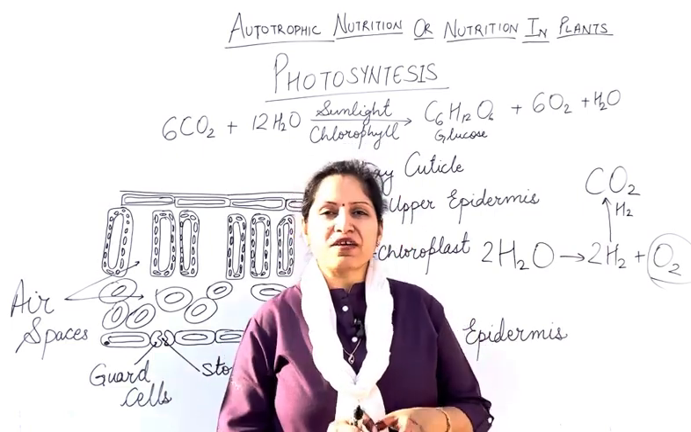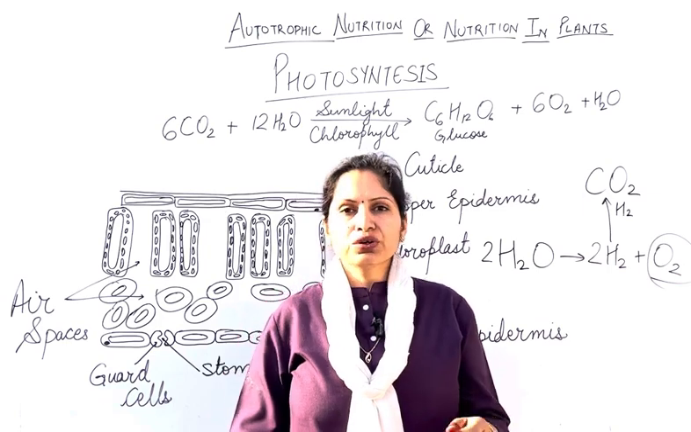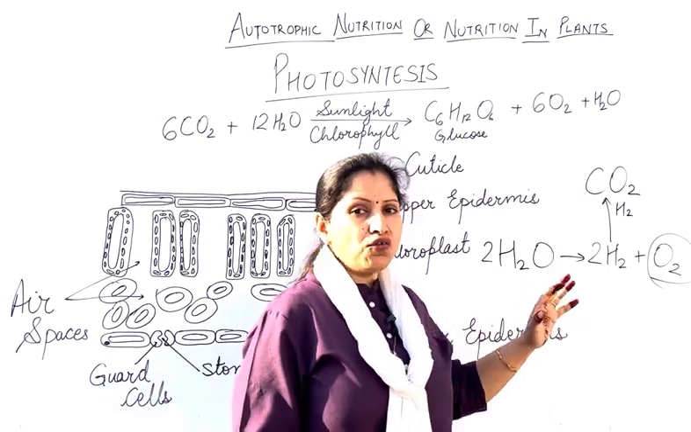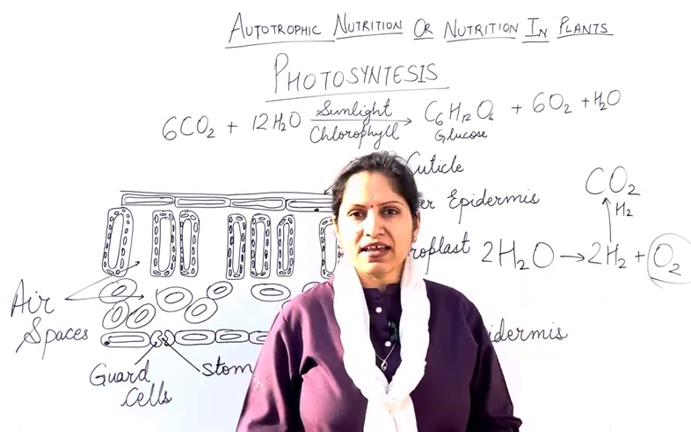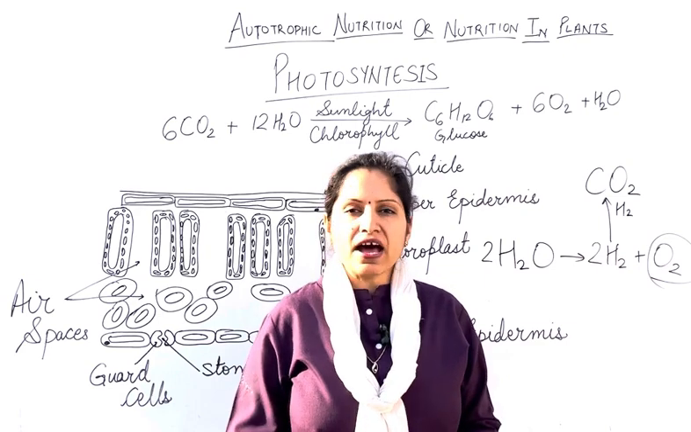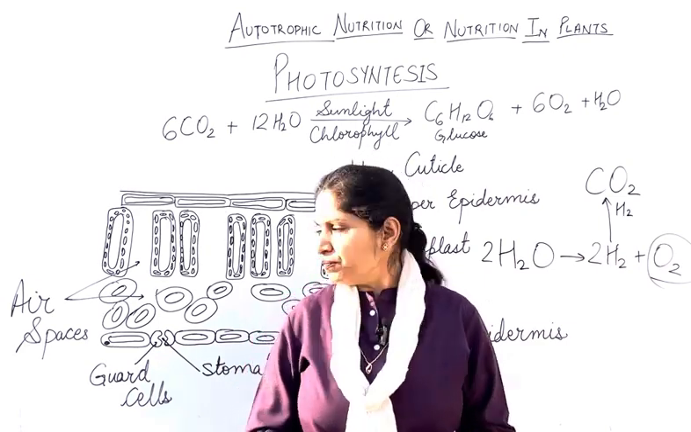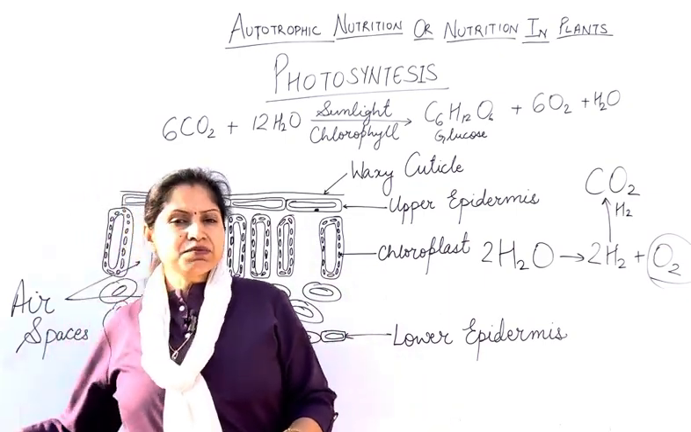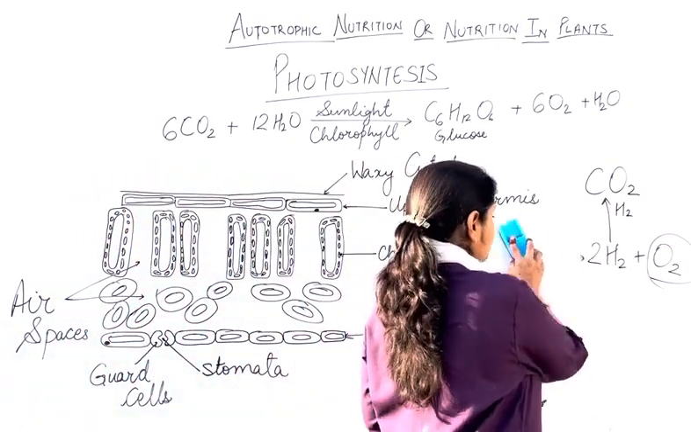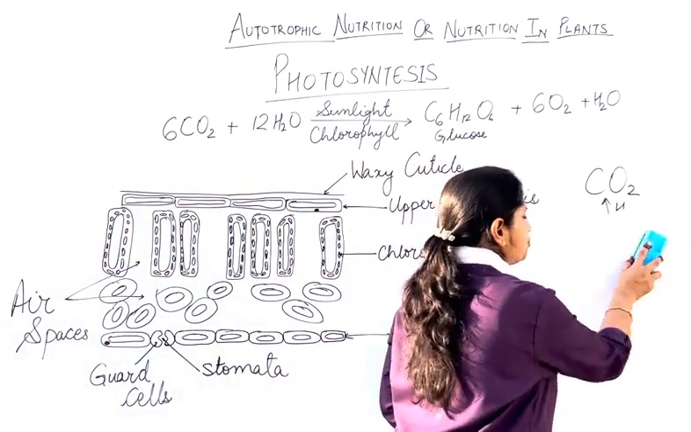Whenever there is addition of hydrogen, that process is known as reduction. Remember from the carbon and its compounds chapter? So this process of adding hydrogen to carbon dioxide is known as reduction of carbon dioxide to form carbohydrates. These are the very simple three steps of photosynthesis that each one of you should remember.